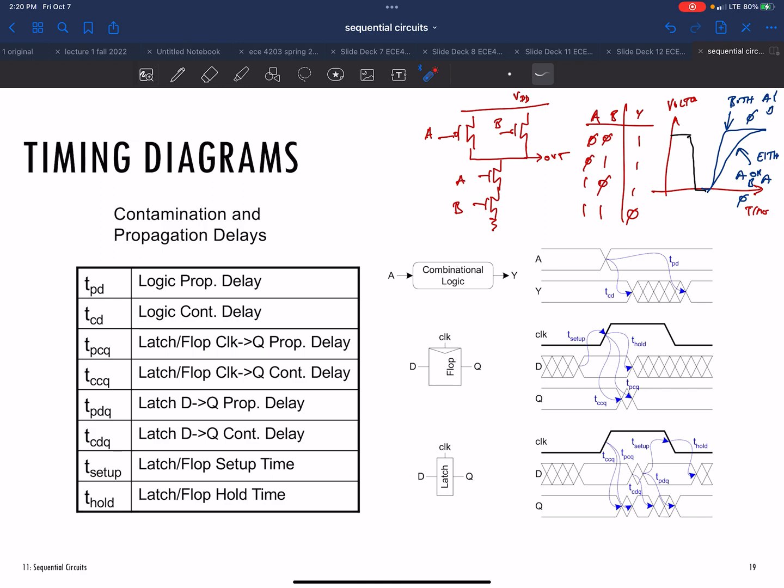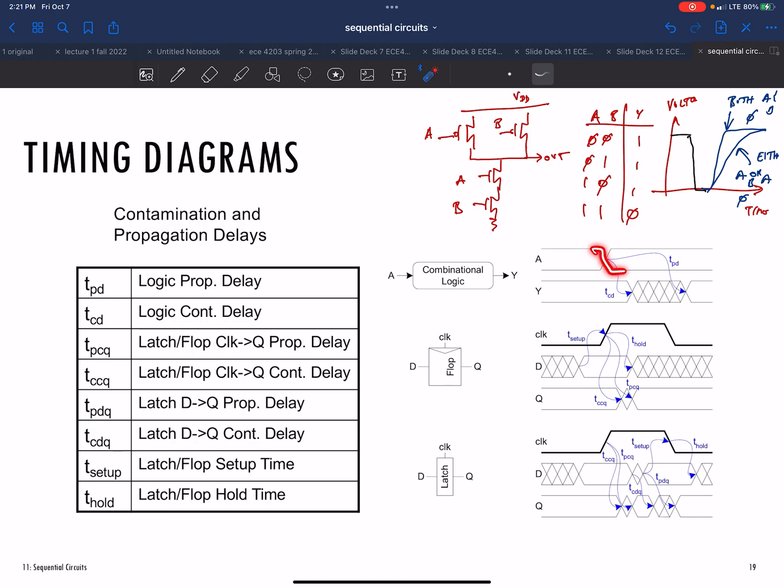Okay? If you look at this piece of random combinational logic with some A on the input and some Y as the output, if my A is changing, there's a minimum delay for when it shows up on the output and a maximum delay when it shows up on the output. These are waveforms. This is how people show these waveform functions. Are you guys familiar with these type of circuits?